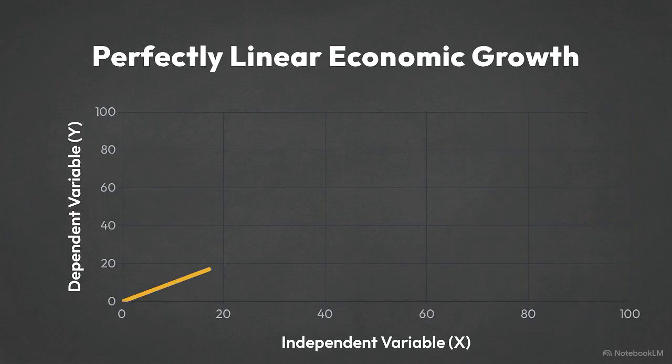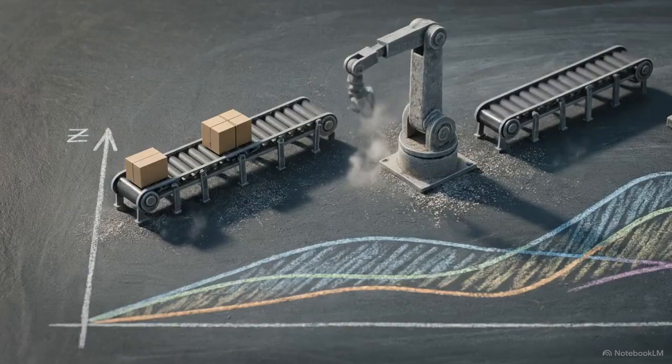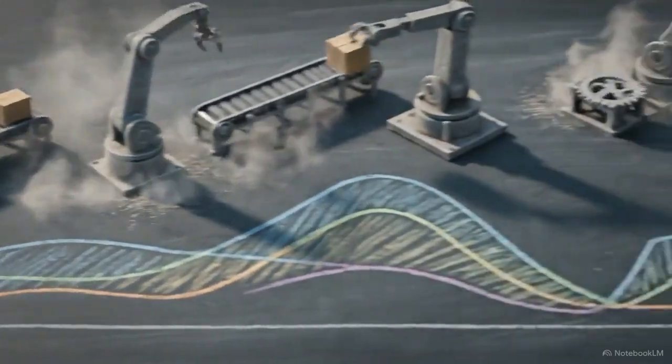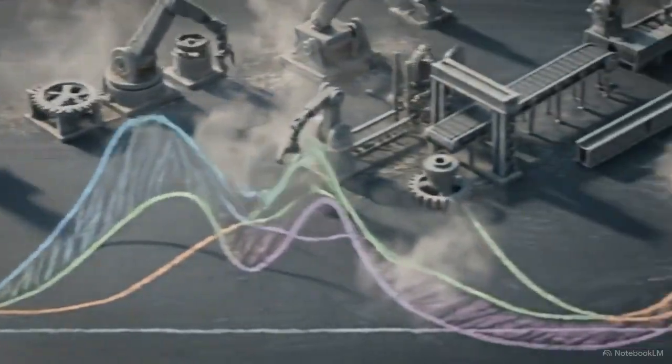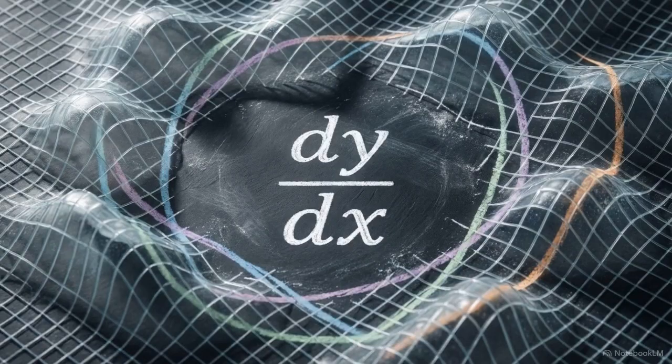If economic growth and costs scaled at a constant, perfectly linear rate, basic algebra would be enough to find that value. In reality, businesses deal with compounding costs, fluctuating demand, and shifting efficiencies. Growth is almost never a straight line. Therefore, to optimize effectively, we need a mathematical system built specifically to measure constant, unpredictable change.